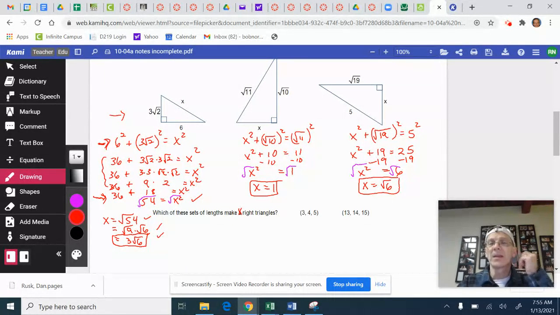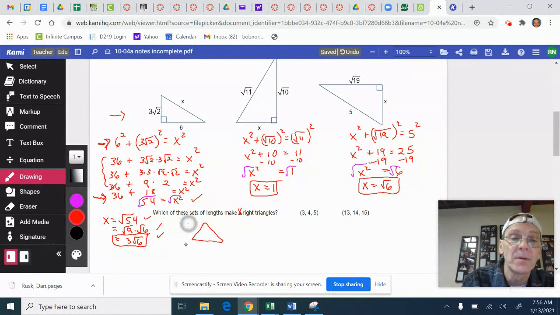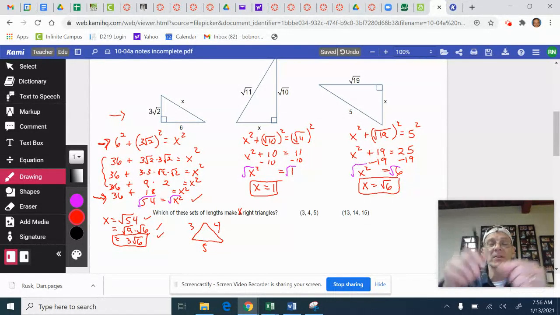Okay. Let me clarify the question. Suppose you had sticks, sort of like my pen here, and one stick was 3 centimeters, the other was 4 centimeters, the other was 5 centimeters, and you put them together end to end. 3, 4, and 5. No overlapping, no crossing over, but just end to end to end. The question is, would they make a right triangle or would they not?